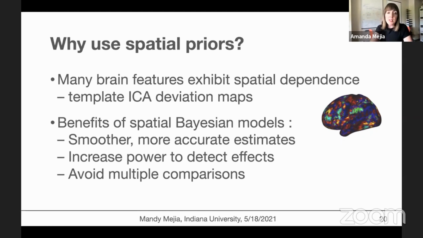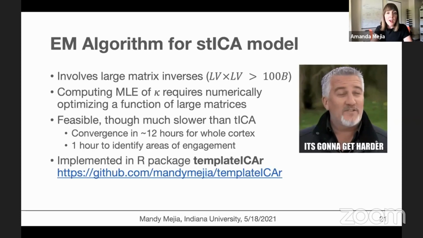And then when we're doing testing, we can avoid multiple comparisons by taking into account the joint distribution across all locations in the brain. So the EM algorithm in this context is a lot more challenging. It takes about 12 hours for the whole cortex compared with a couple of minutes for template ICA, but it does work. And so if it's worth the extra time, it is available in the template ICAR package.